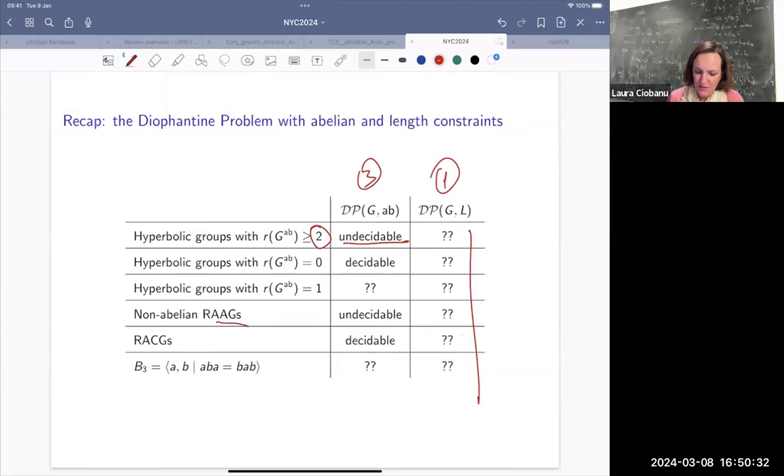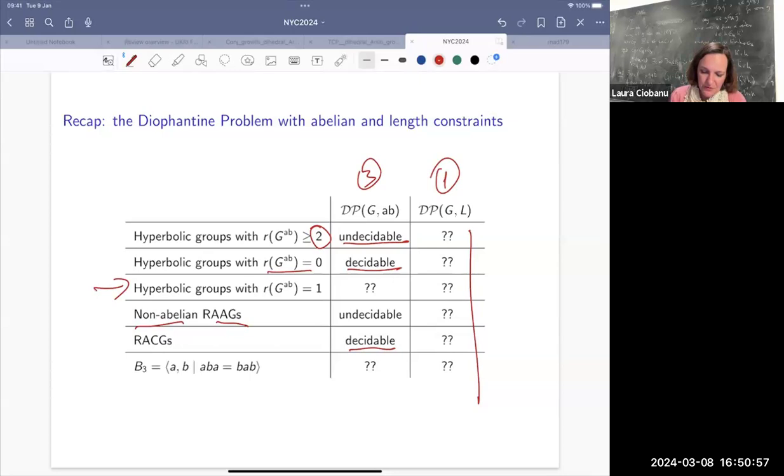For RAAGs, it's undecidable if they're non-abelian. For right-angled Coxeter groups, because the abelianization is finite, it is decidable. Here again, abelianization finite is decidable. And what we don't know what to do is when the abelianization has rank 1, or rather free rank 1.